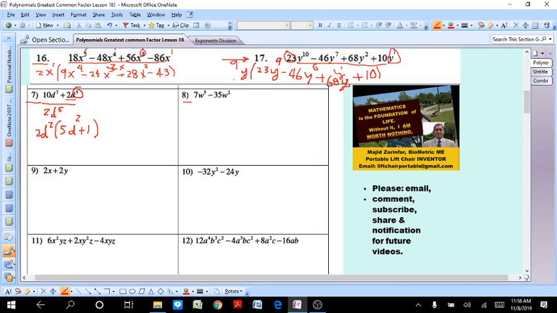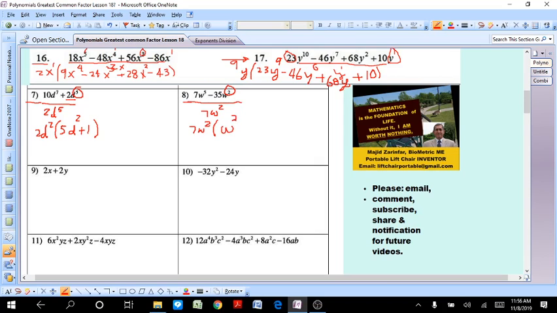What about number 8? Number 8, look at the degree 2. So I have to divide everything by w raised to the power 2. And then 35 is divisible by 7, so I can also factor everything by 7. So it would be 7w squared, that would be my factor. That would be 7 divided by 7 is 1, 5 minus 2 is 3, w cubed.